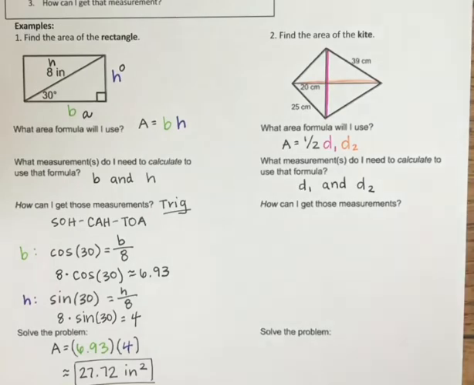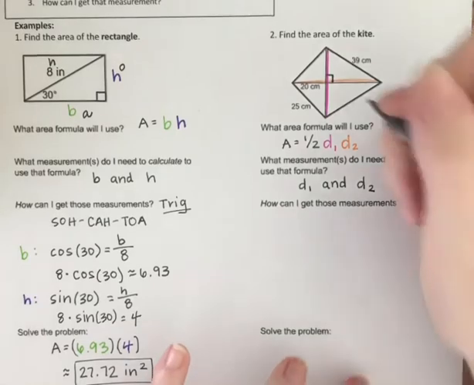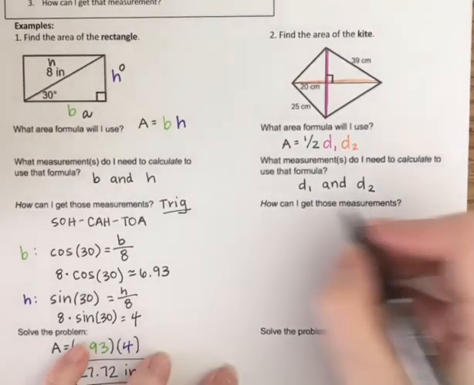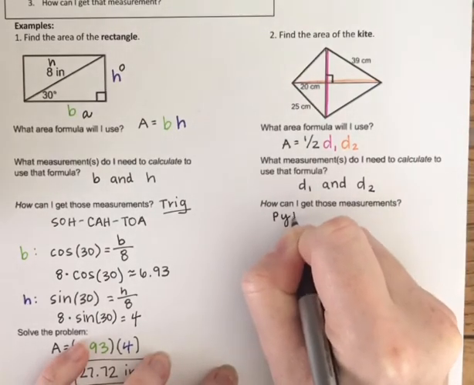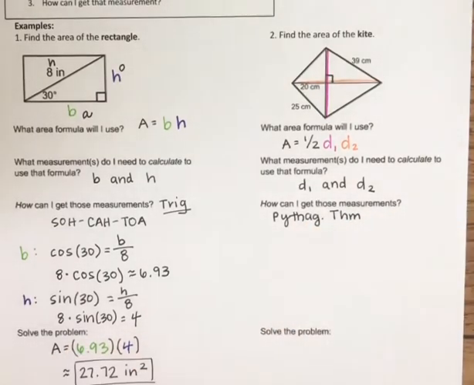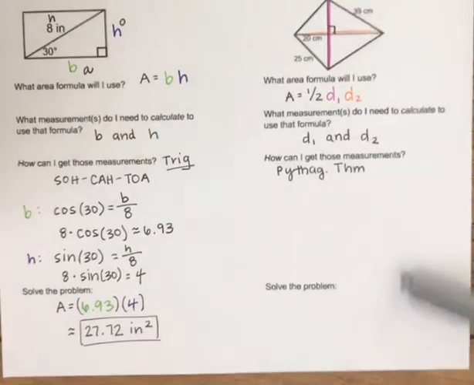Okay, now in a kite, every time we have the diagonals, they always make a right angle. So every single one of these triangles is a right triangle, okay? I don't know what the angle is, so right away I can knock off trig. I cannot use trig because I don't know what these angles are going to be. So really my only other option is how can I get those measurements? I'm going to use Pythagorean theorem in order to find the other things that I need, D1 and D2. Okay, so let's go ahead and start with D1.